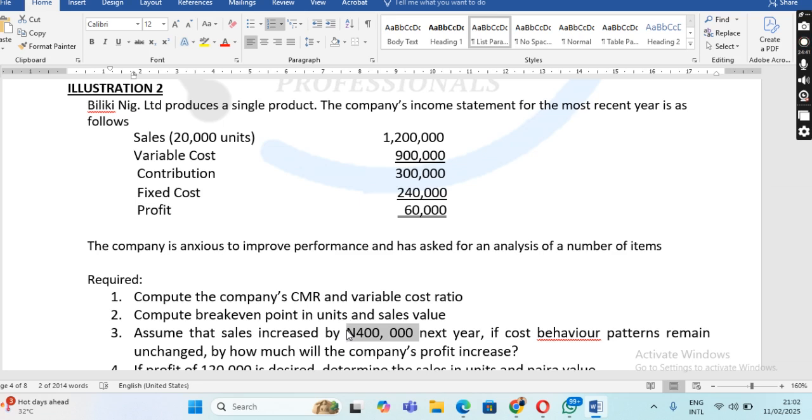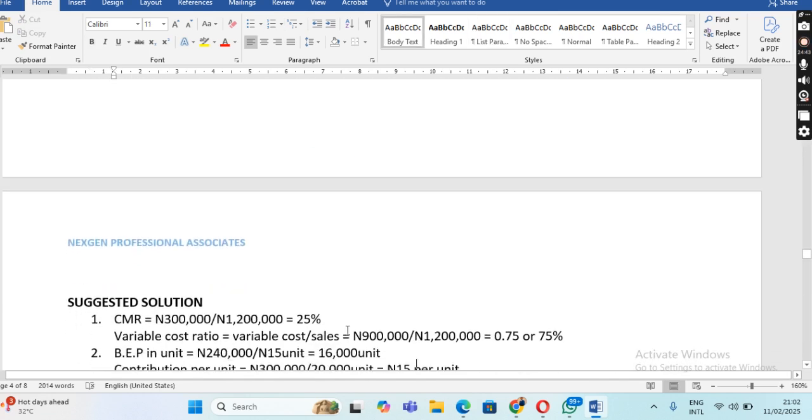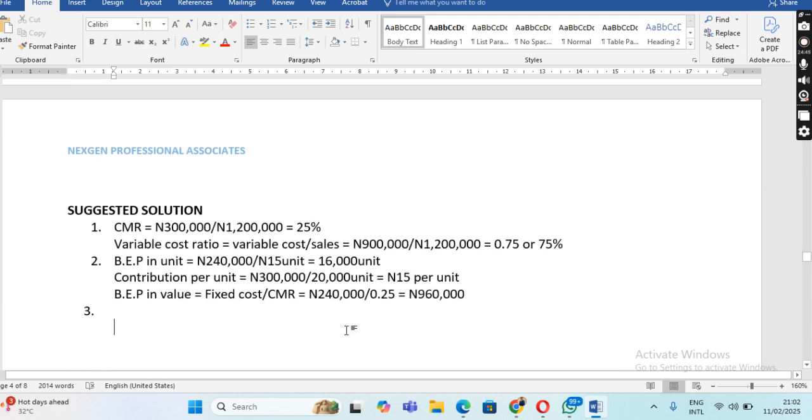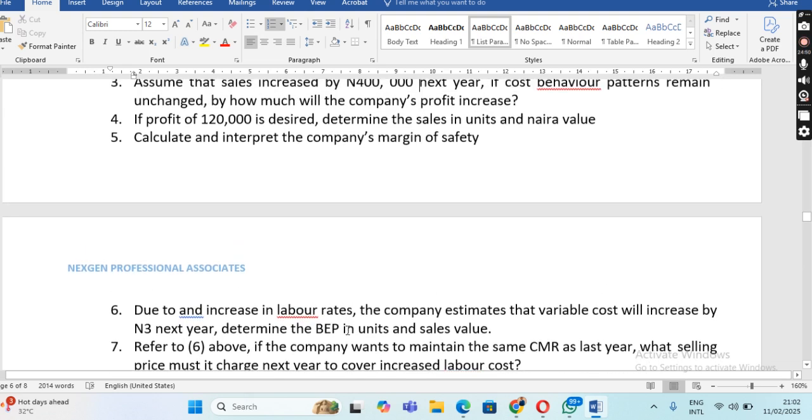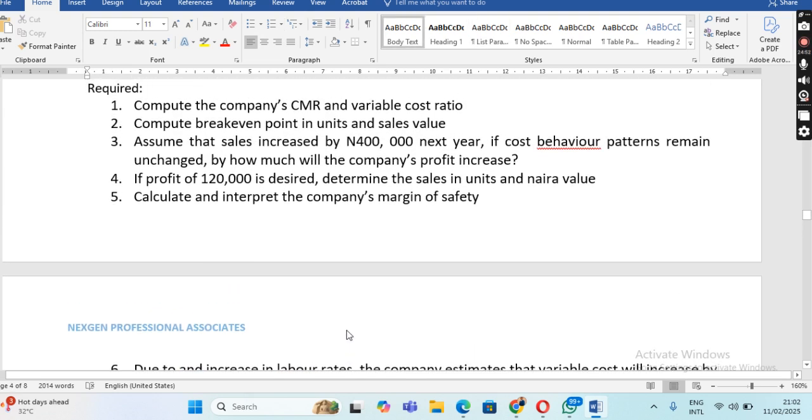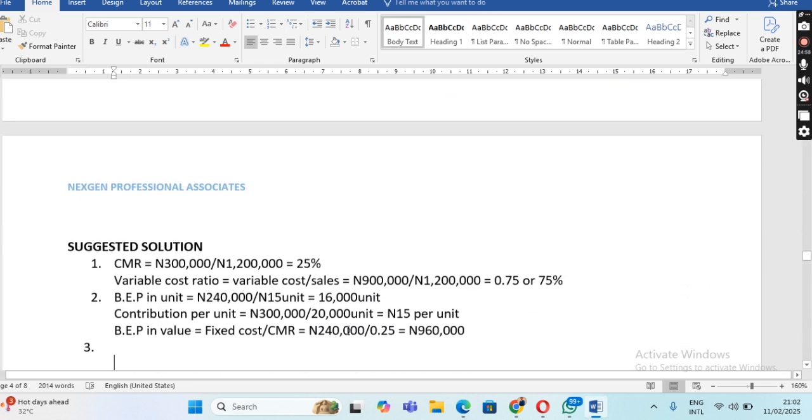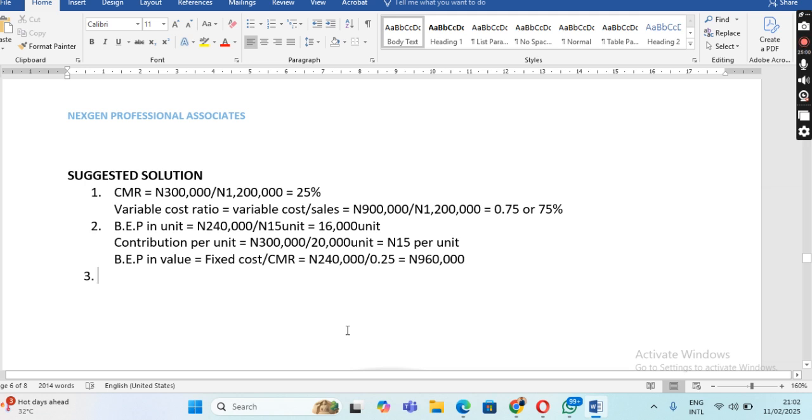Now, class, the question you will ask yourself, don't stress yourself too much. What is the question? The question says, by how much will the company's profit increase, right? We want to know by how much the company's profit increases.